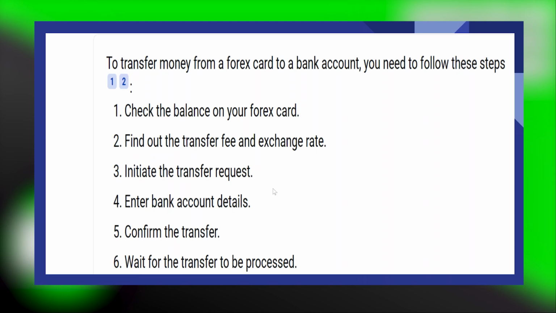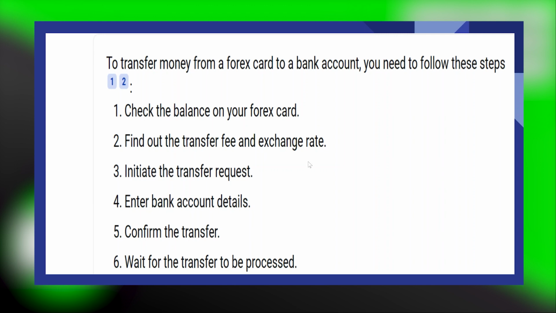Transferring money from a Forex card to a UK bank account is very easy. Today I'm going to show you how to do it. Firstly, ensure that the Forex card you have supports the currency of the UK. Also, check the card balance and find out the transfer fee and exchange rate.